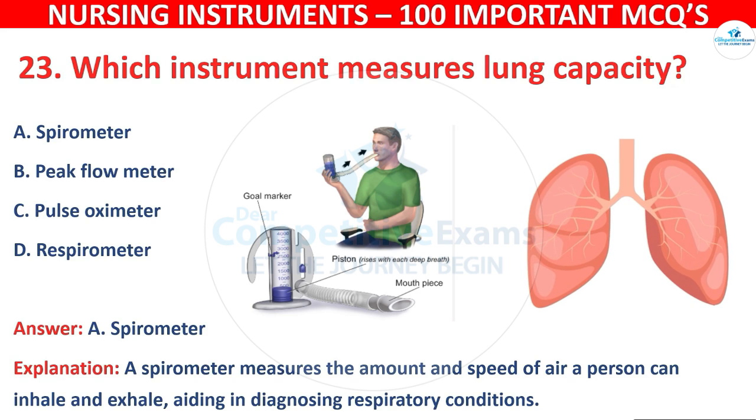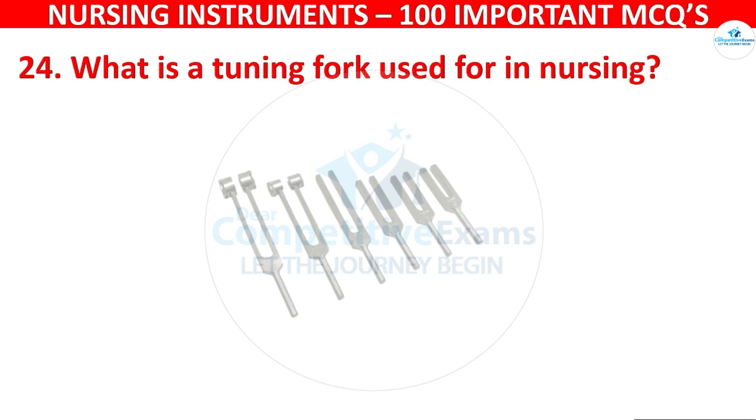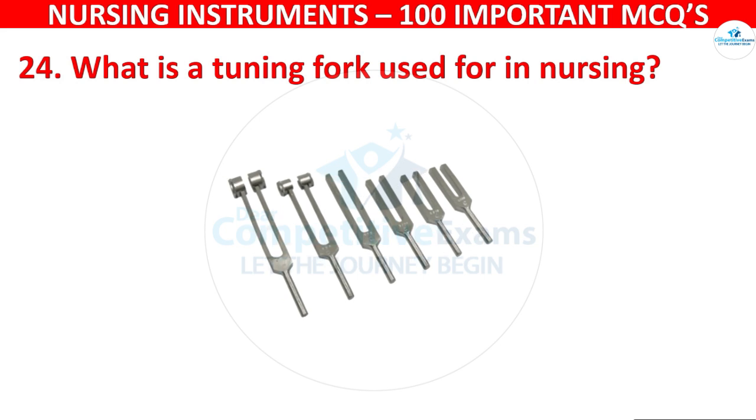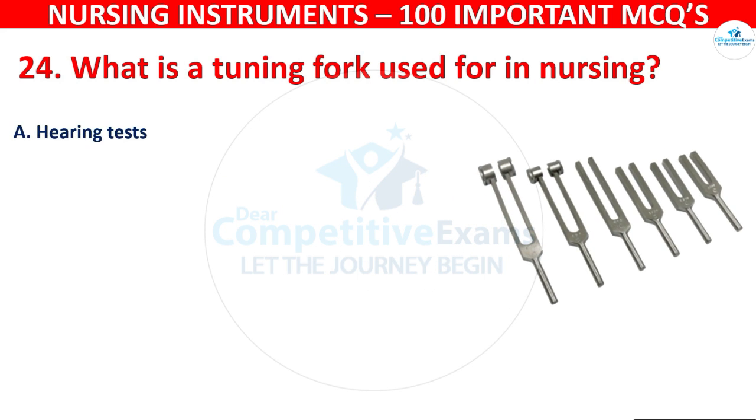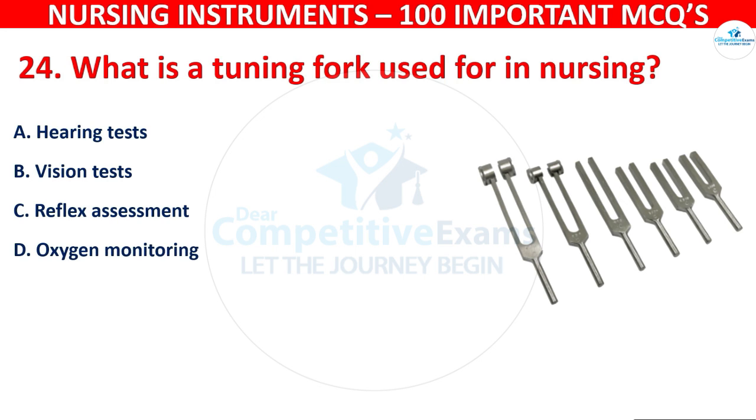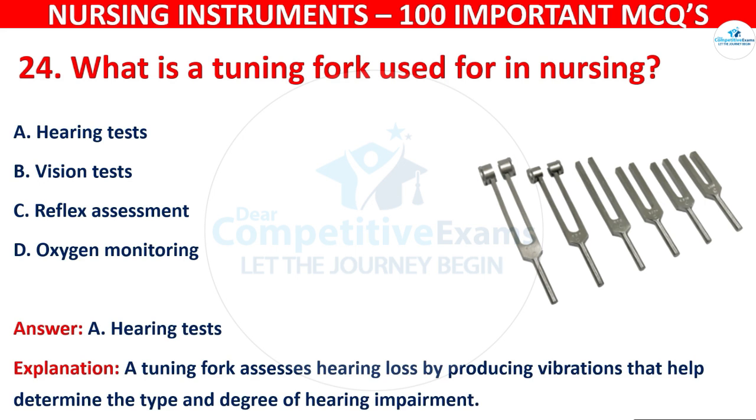Question number 24. What is the tuning fork used for in nursing? Your options are hearing test, vision test, reflex assessment, or oxygen monitoring. The correct answer is A, that is hearing test. A tuning fork assesses hearing loss by producing vibrations that help determine the type and degree of hearing impairment.